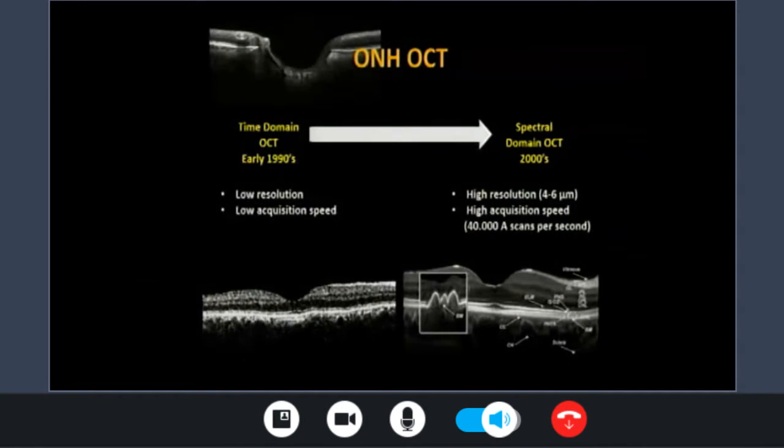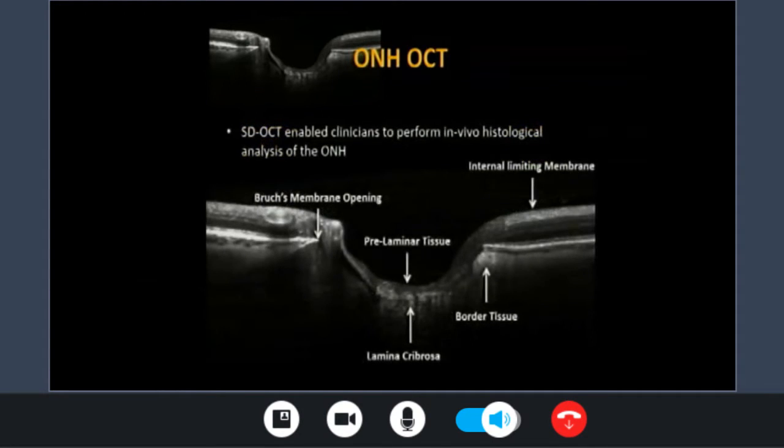In the early 2000s, we had something called spectral domain SD-OCT. It gives us high resolution. The resolution might reach 4 to 6 micrometer. In some research machines, it can reach 3 micrometer. So it will give you very small cuts in the OCT scan, and you will have high acquisition speed. So you can get 40,000 A scans per second. So you can finish the test actually within 30 seconds or 1 minute sometimes if you require more data from the optic nerve head. SD-OCT enabled us as clinicians to perform in vivo histological analysis of the optic nerve head. It allows us to look at something called Bruch's membrane opening, prelaminar tissue, lamina cribrosa, border tissue, and the internal limiting membrane.